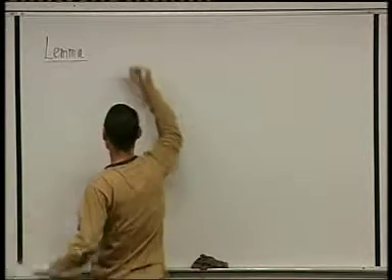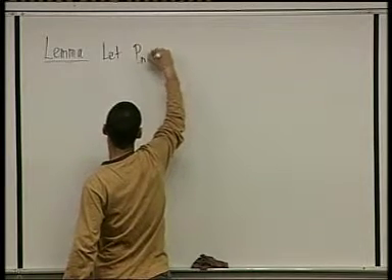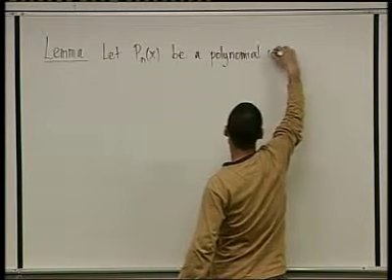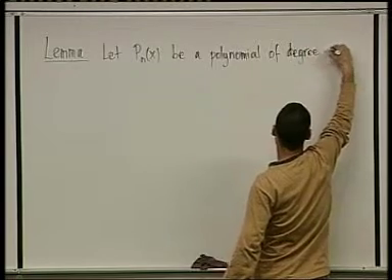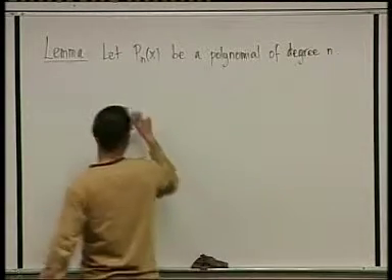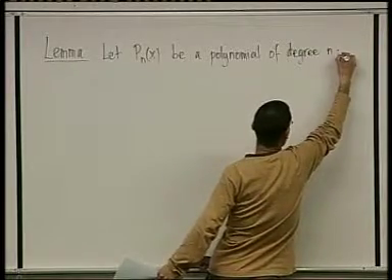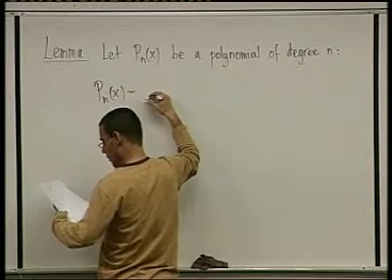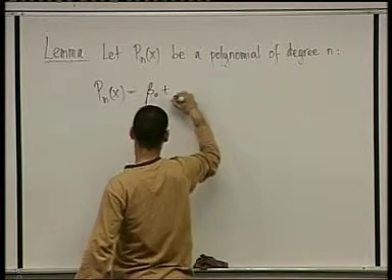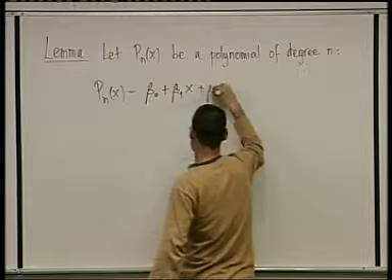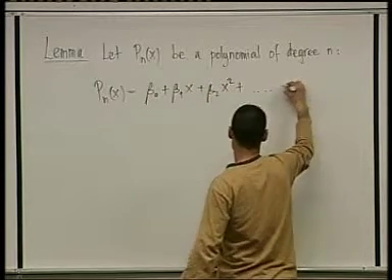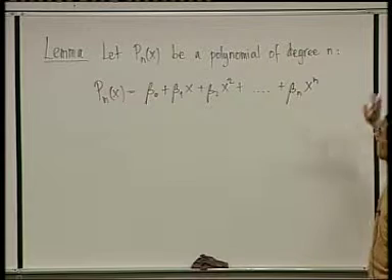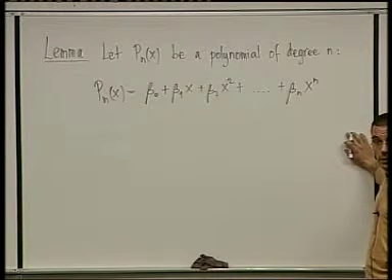So let Pn of x be a polynomial of degree n. And let's write it so we can see its coefficients. So I'm going to write Pn of x equals, and I chose to call them betas, the coefficients. So it's beta 0 plus beta 1 x plus beta 2 x squared plus dot dot dot all the way up to beta n x to the power n. Okay, that's the general form of a polynomial of degree n. Do you agree?